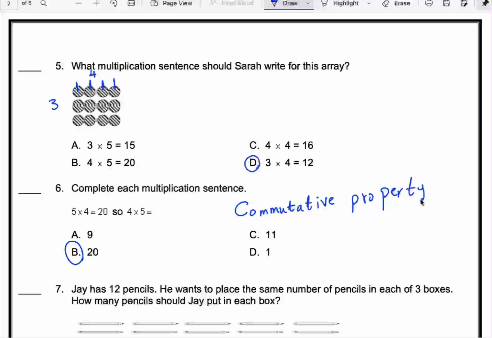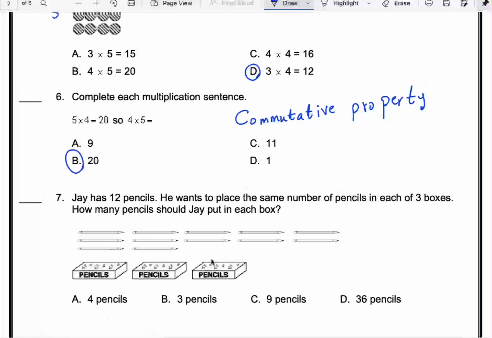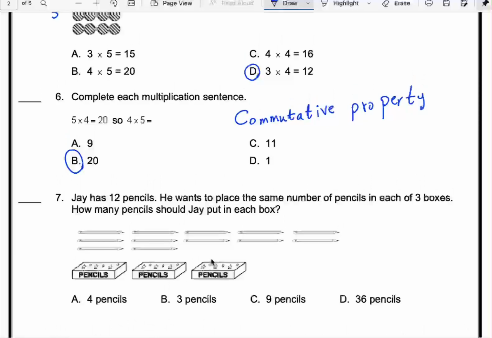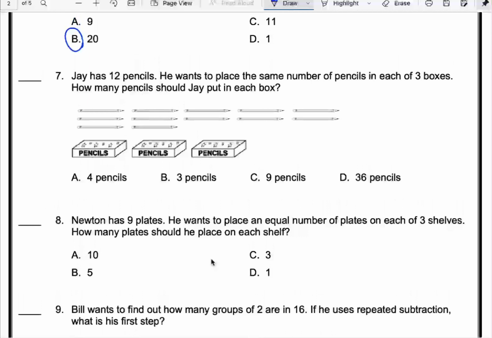Okay, thank you, heroes. Please mute your mics. Commutative property. Okay, thank you, Khalid. Please mute your mic. Commutative property. Okay, my heroes. Now let's move to the next question.